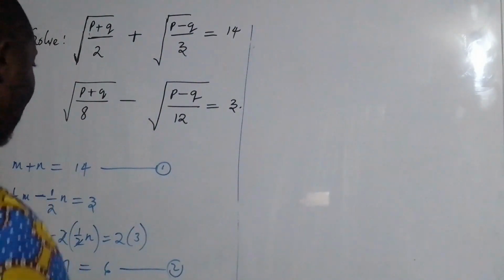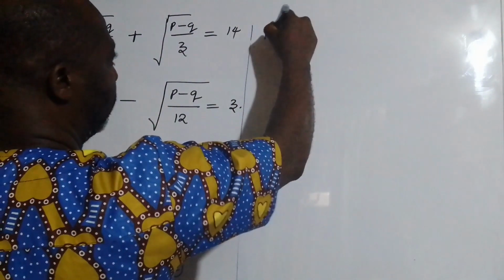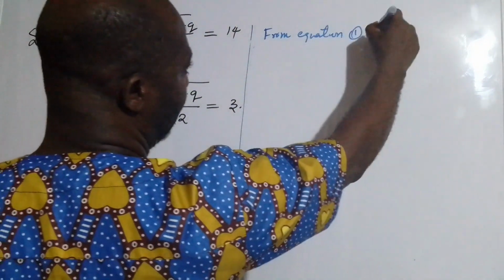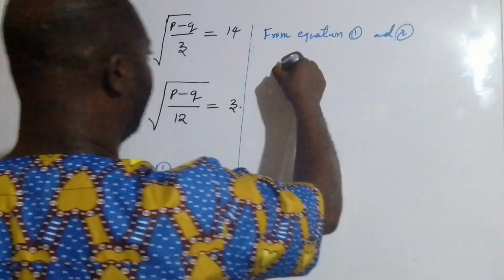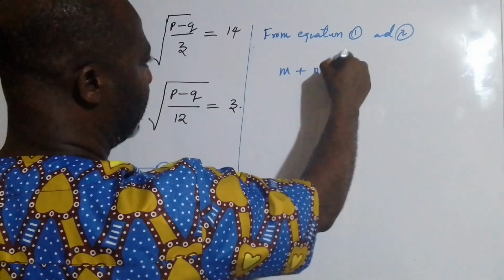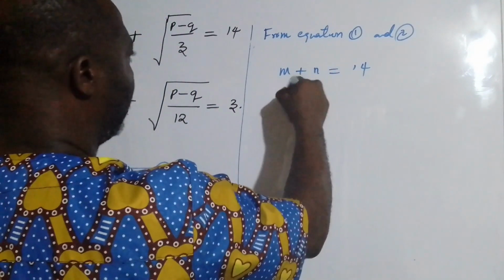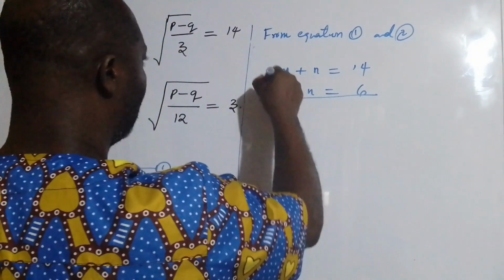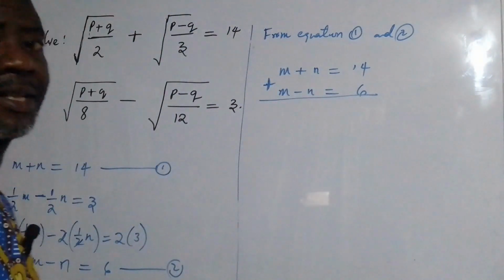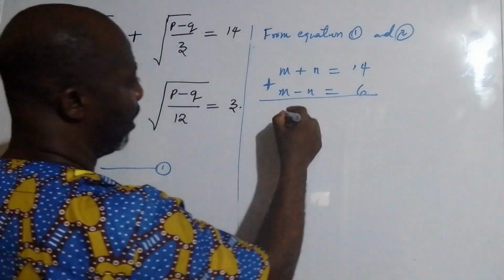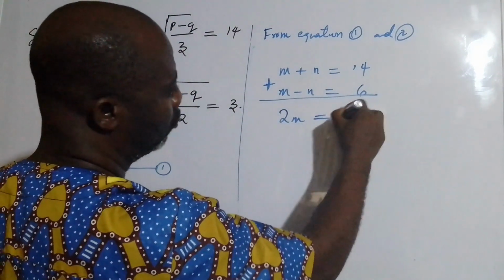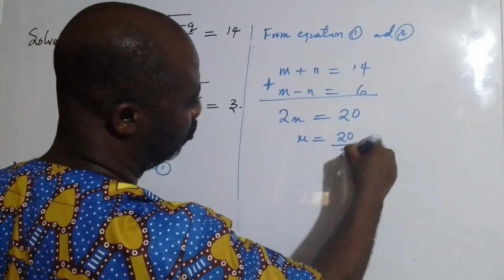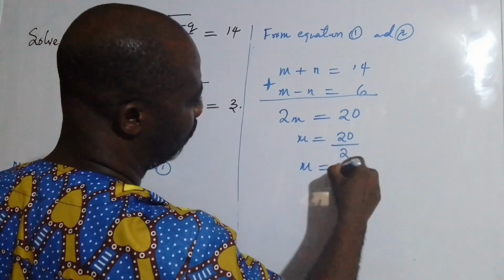From equations 1 and 2, we have m plus n equal to 14 and m minus n equal to 6. So I'm going to use the elimination method by first adding up. Once I add up, I have 2m equal to 20. So m will give me 20 over 2. So that means that m equal to 10.